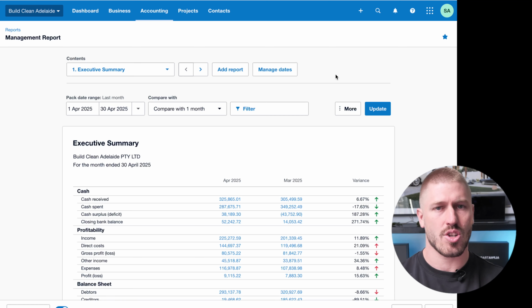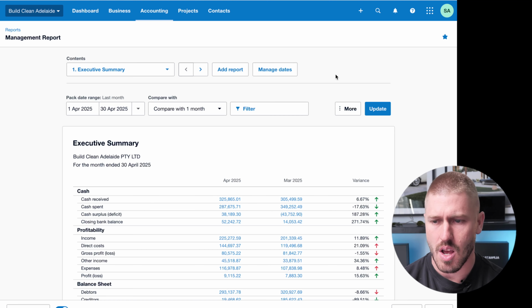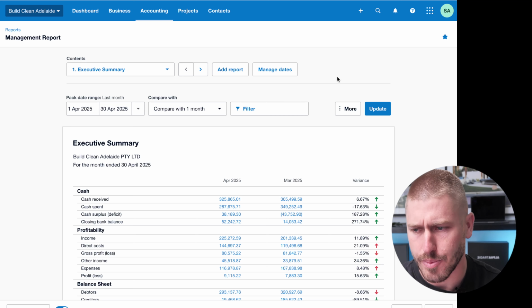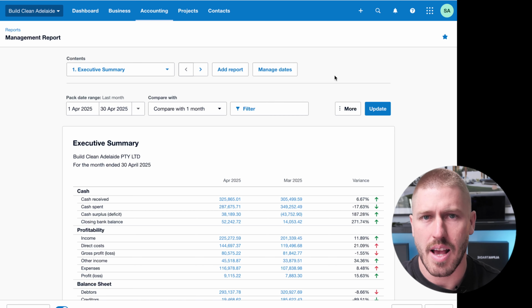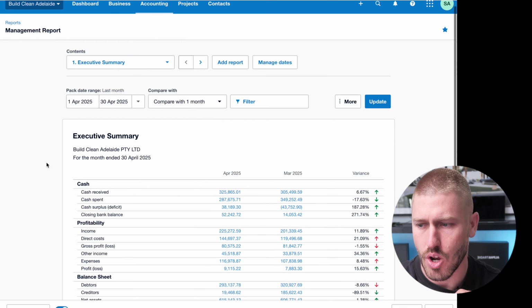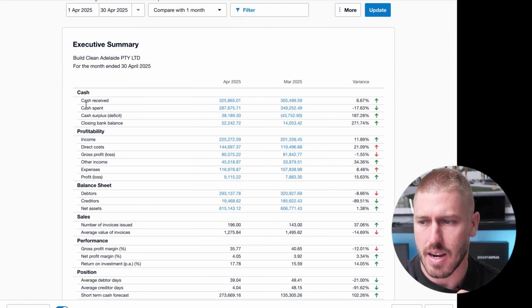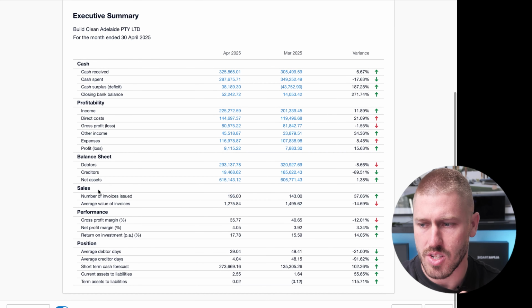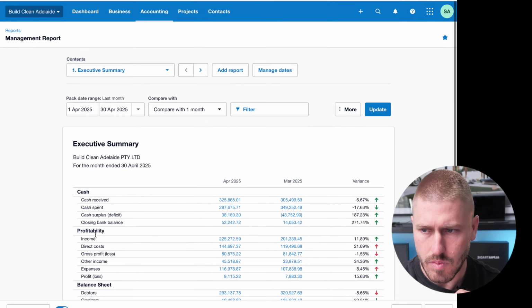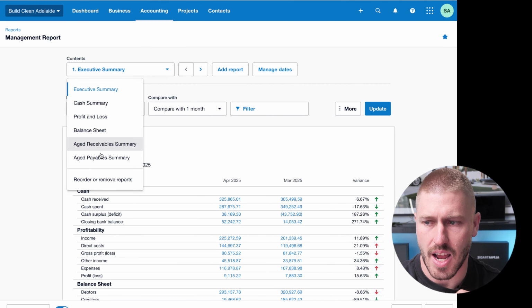So if you've made massive changes, doubled revenue, things are growing, you're investing in a commercial warehouse and a whole range of other things, I would probably limit yourself to looking at last quarter versus the quarter before, and also last month versus the month before. But for the purpose of this, let's just look at last month and discuss the different data points we have here and how we can make decisions based on those. The sections in our executive summary are cash, profitability, balance sheet, sales, performance, and position. All of this information comes from the stack of reports that are compiled in, and you can jump into each of those reports to diagnose a specific area as well.